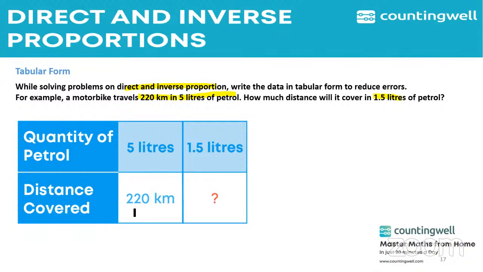So we have 5 liters, 220 kilometer covered using 5 liters. So how many distance will be covered using 1.5 liters? So in this way you have to represent the data.